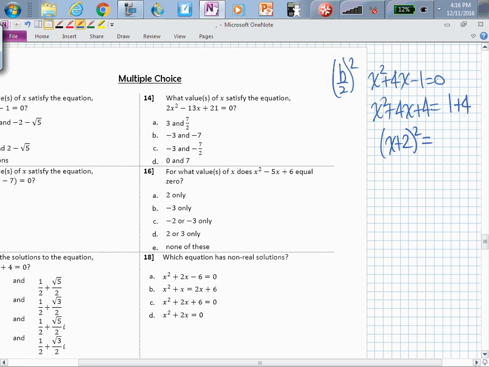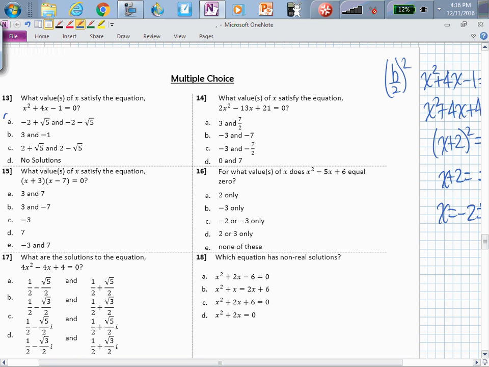Oops, I forgot to add 4 over here. Becomes equals 5. Remember, we add to both sides to keep it balanced. Square root both sides, and we get plus or minus the square root of 5. Therefore, x equals negative 2 plus or minus root 5. And that would be A.